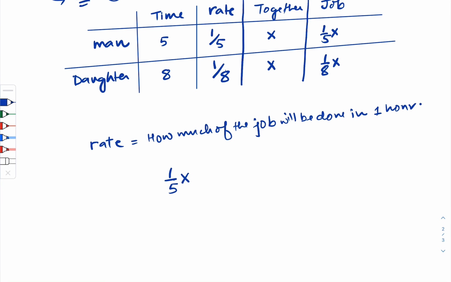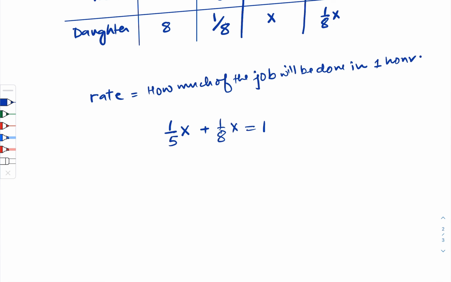So this much of the job was done by the man and this much was done by the daughter. If we add them, they should equal 1, because the whole total job is 1. So that's what we're going to do: 1/5 X plus 1/8 X is equal to 1. And now we just have to solve for X. So let's go ahead and solve this the way we've been doing.